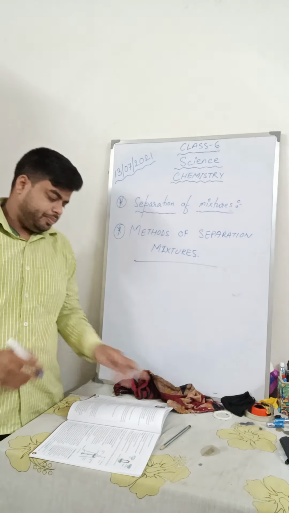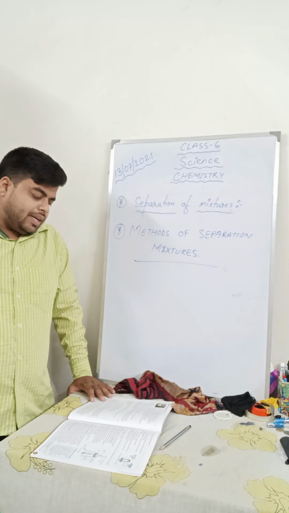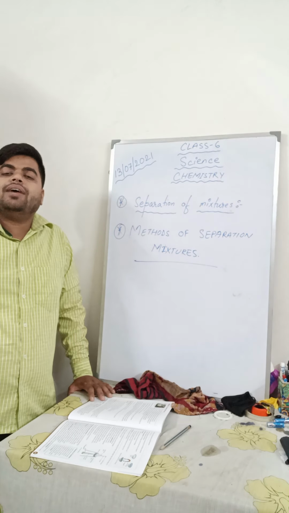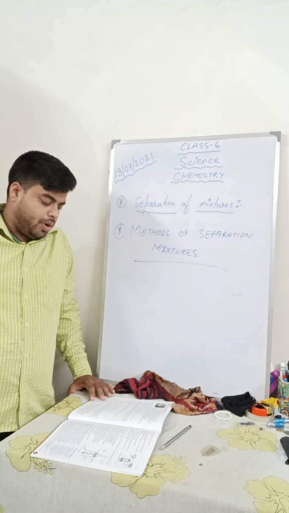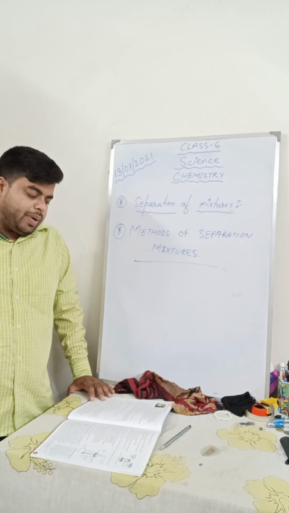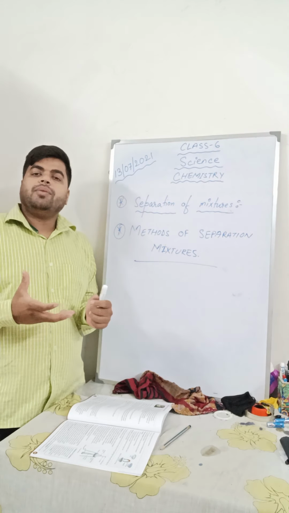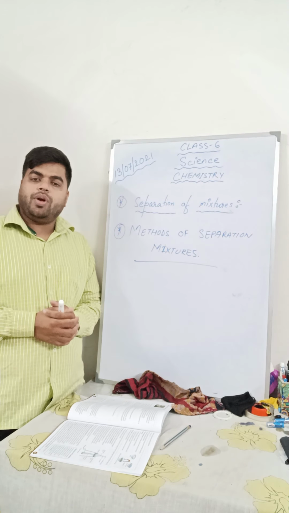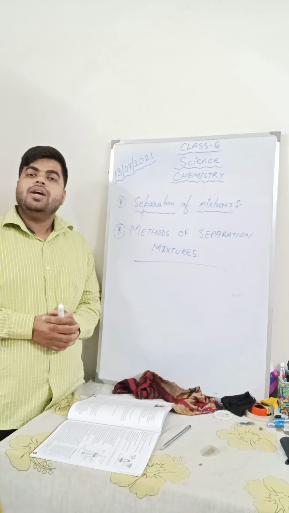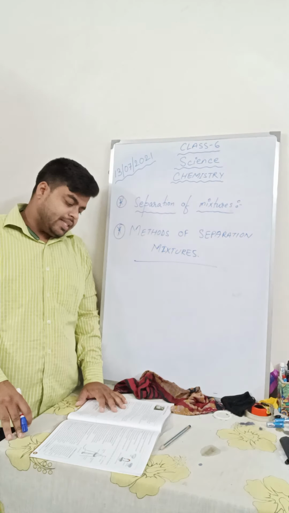Different components of mixtures have different chemical and physical properties. So whenever you find a mixture, its components have different physical as well as chemical properties. Hence, selecting the appropriate method of separation of a mixture depends on the characteristic properties of each component. So depending upon the chemical as well as the physical properties, these substances need to be separated by using the appropriate method. The first method is sieving.